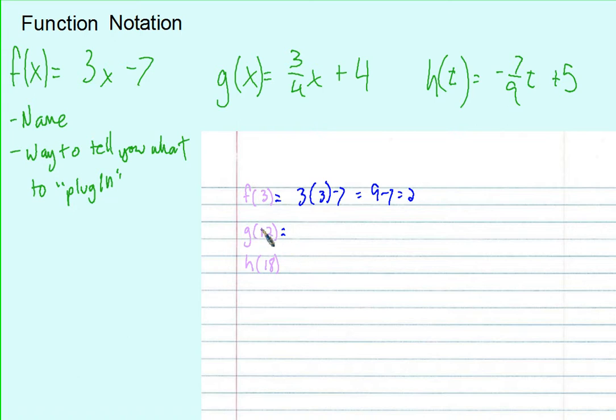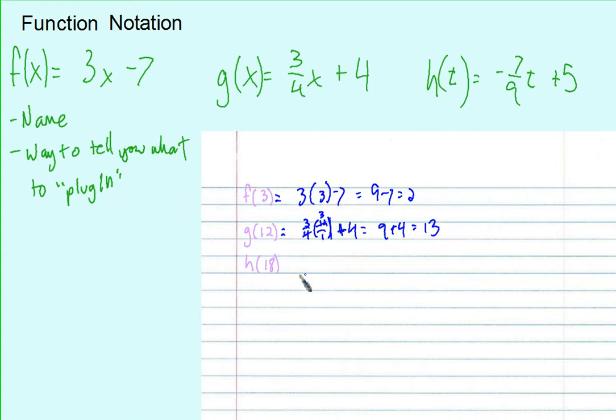All right, g of 12. That means in the function g, plug in 12. Replace, you can see x has been replaced with 12. So any other x's you see should be replaced with 12. So it's 3/4 times, I'm going to put 12 over 1, a little easier to think of that way, plus 4. Okay, well, 12 and 4, they cross cancel most of the 3, so I get 9 plus 4, and that's 13.